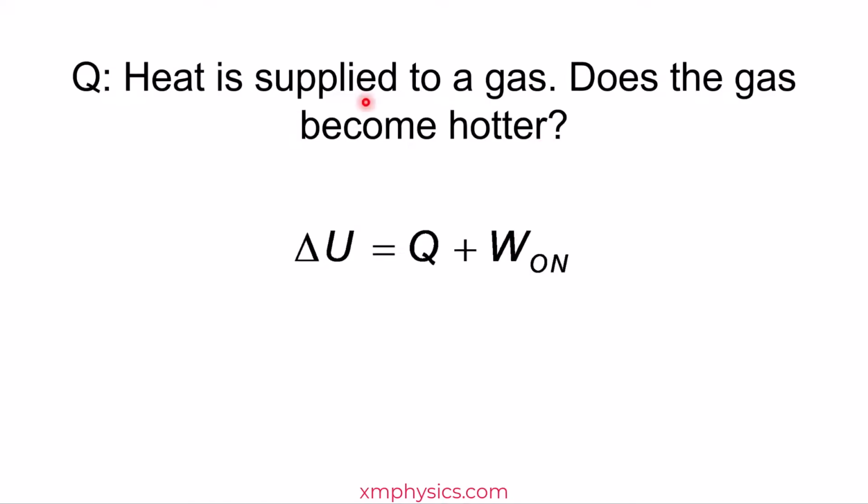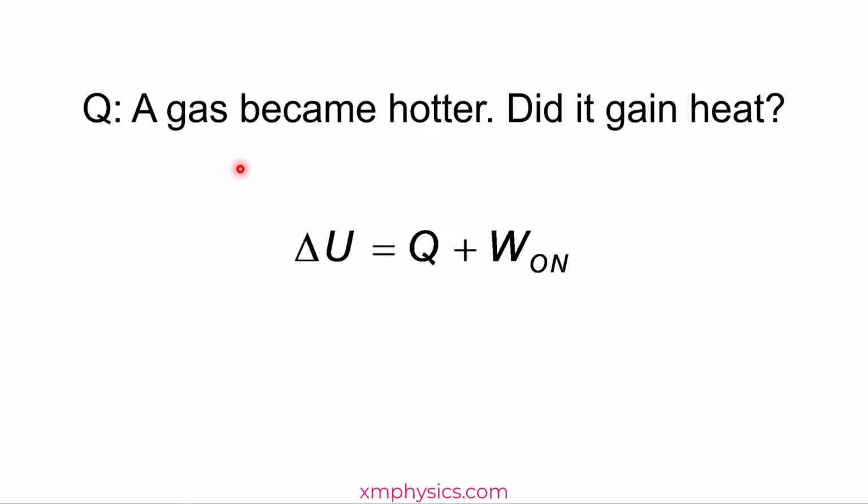So if heat is supplied to a gas, does the gas become hotter? Have you decided on your answer? I'm going to review the answer now. So if heat is supplied to a gas, what we are told is Q is positive. Whether the gas becomes hotter or colder depends on delta U. So having Q being positive doesn't guarantee that delta U is going to be positive. For example, you can supply 10 joules of heat, but if the work done on the gas is negative 30 joules, then delta U will still be negative 20 joules. So the gas can become colder despite heat being supplied to the gas.